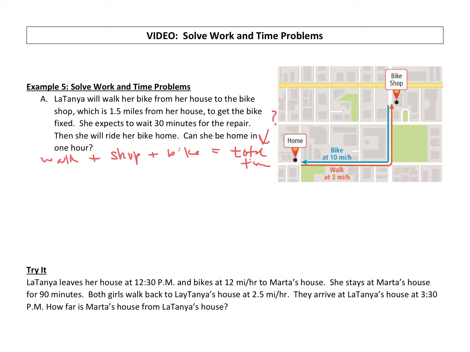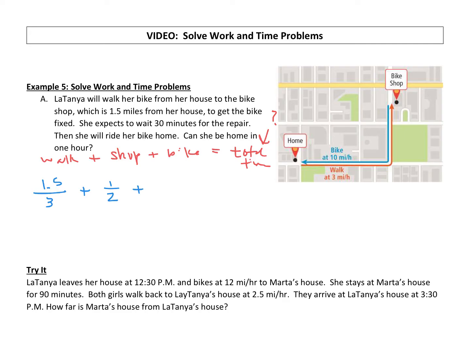All right, so let's write this out as an equation. So walking, we know how far she has to go and the rate at which she walks. So how we set that up is we take her distance, her 1.5 miles, and we divide it by her rate of 3 miles per hour. In addition to that, her time at the shop. Now, they said that was 30 minutes, but if you notice, everything else in the problem is in a unit of hours. So 30 minutes is how much of an hour? It's just 1/2 of an hour.